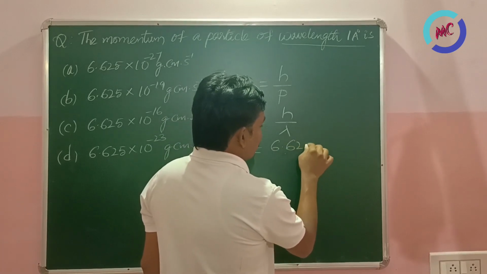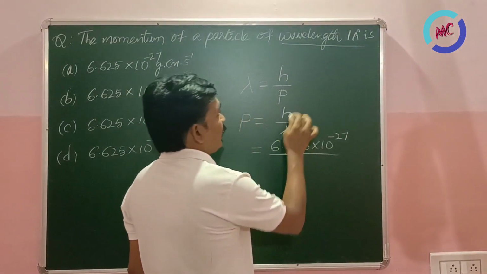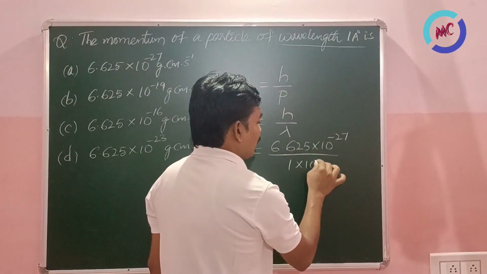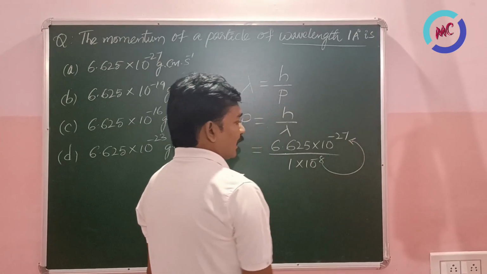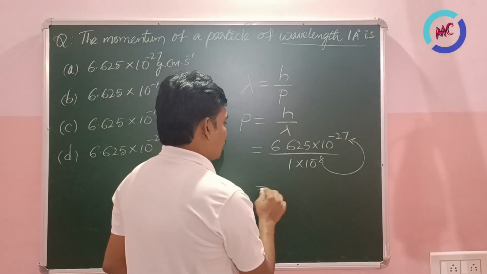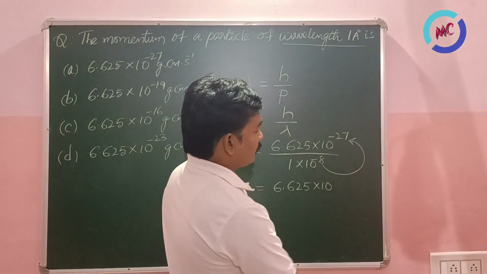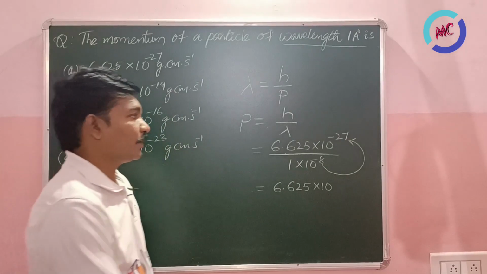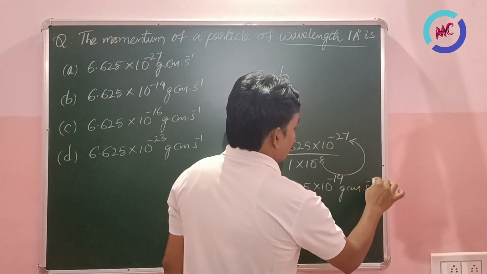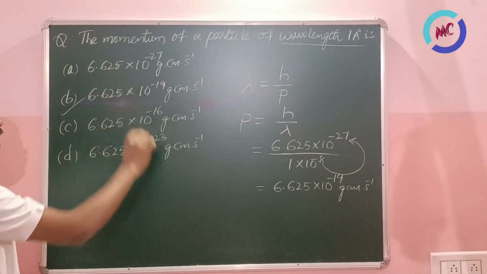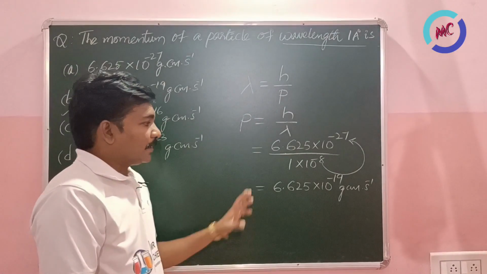Planck's constant in the CGS system is 6.625 into 10 to the power of minus 27 erg second, divided by the wavelength, which they gave in angstroms. 1 angstrom is equal to 10 to the power of minus 8 centimeter. See here, if this 10 to the power of minus 8 moves up, then it becomes 10 to the power of plus 8. Then it is equal to 6.625 into 10 to the power of minus 27 and 10 to the power of 8, in the sense 27 minus 8, what is that? Minus 19, gram centimeter per second. What is the answer here? The second one is the answer: 6.625 into 10 to the power of minus 19 gram centimeter per second. Please check this one, and we will do one more.